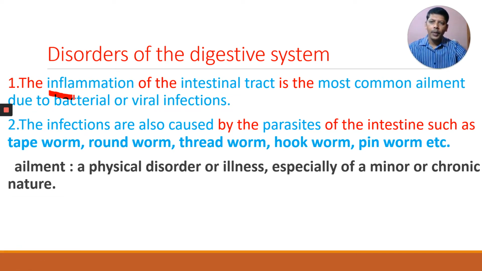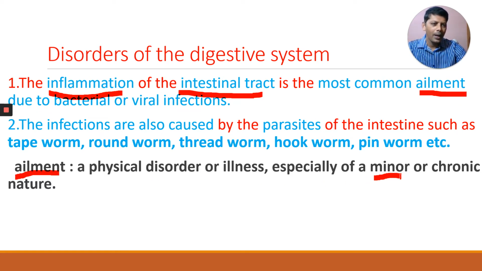Inflammation of the intestinal tract is the most common ailment. What is the meaning of the word ailment? A physical disorder or illness, especially one of a minor or chronic nature. That is called an ailment.